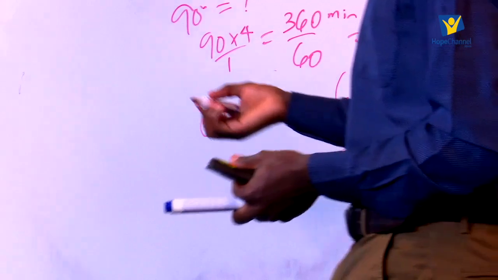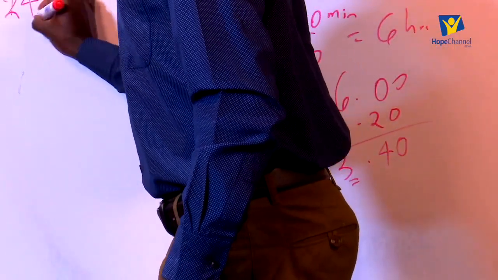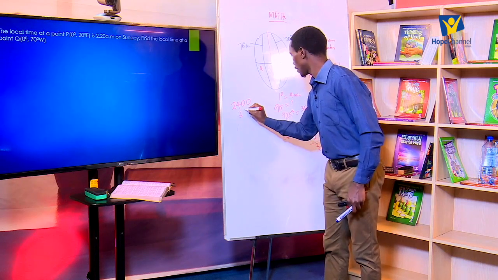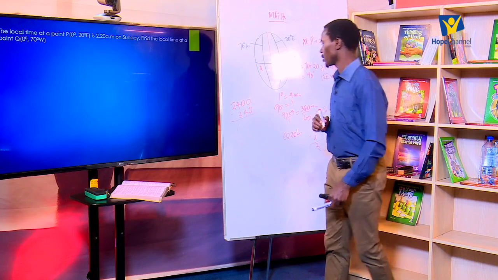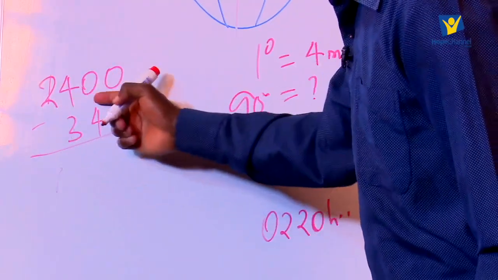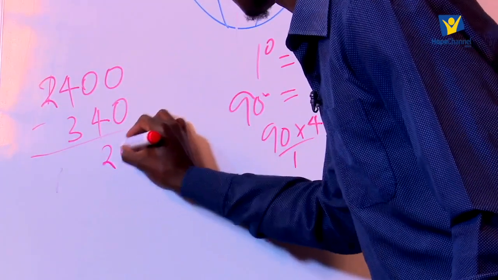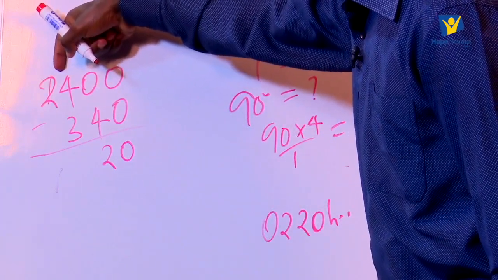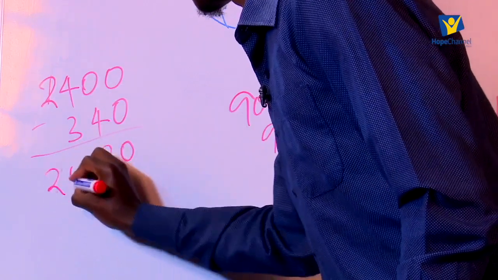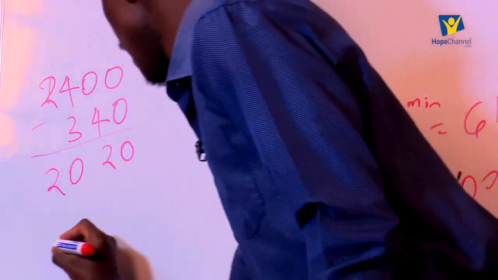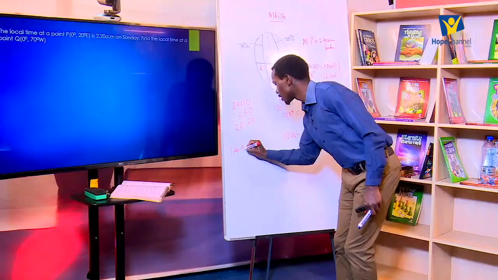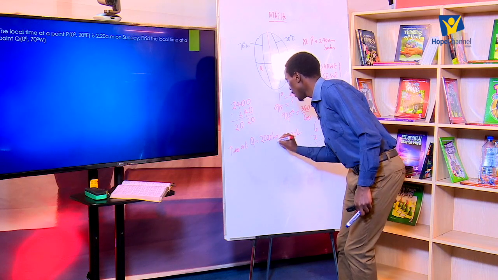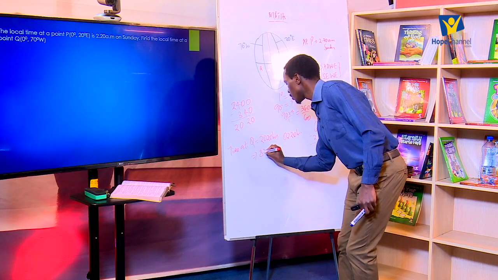So what time will that be? It will be 24:00 hours subtract 3 hours and 40 minutes. When you subtract that, I want to make it an hour, that gives us 20 minutes, and then we remained with 23 hours. So 23 minus 3 gives us 20 hours. So the time at Q is 20:20 hours, or 8:20 p.m.